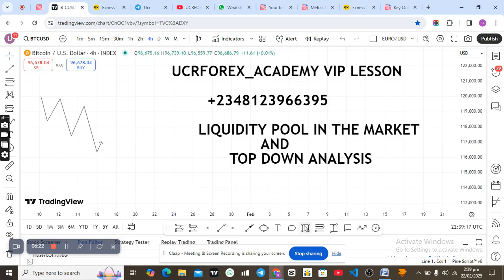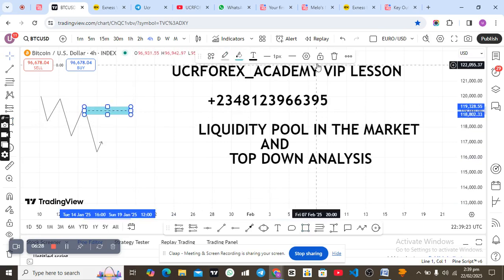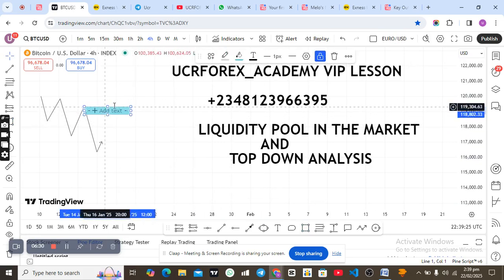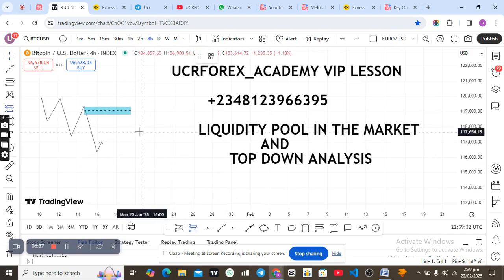Then you marked out your zone like this, you marked out your POI, you marked your last candle that led to a BOS, or a range-created order block. It all depends, or maybe with Fibonacci retracement too. Now what you have to do is to set your pending order.